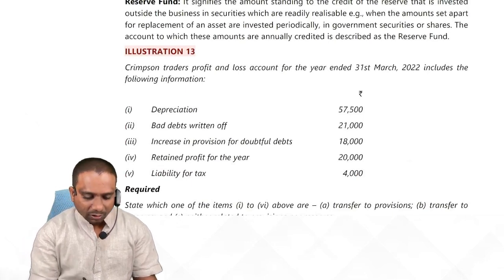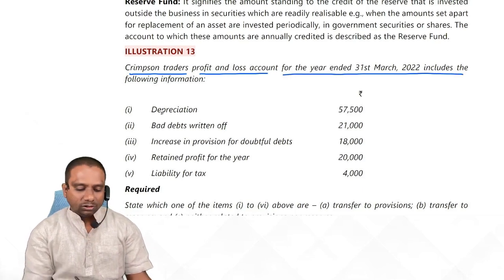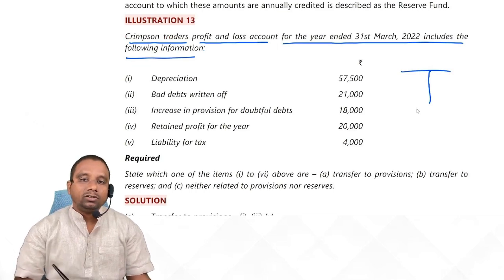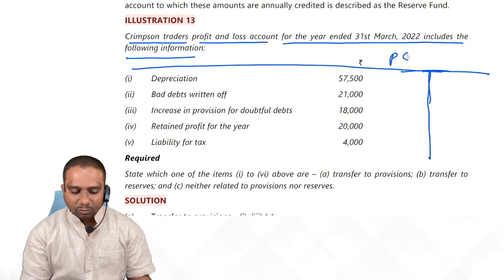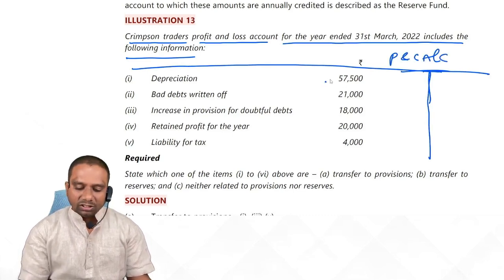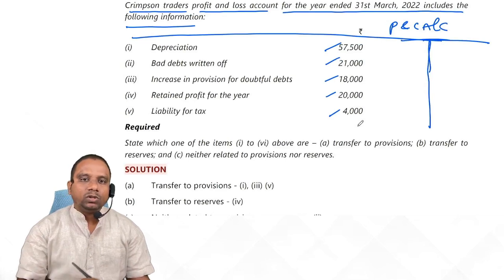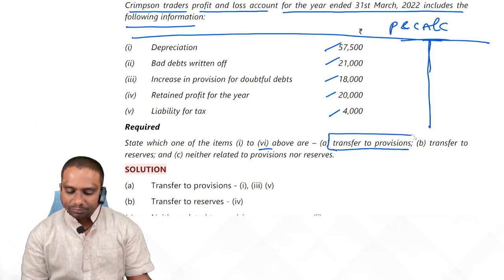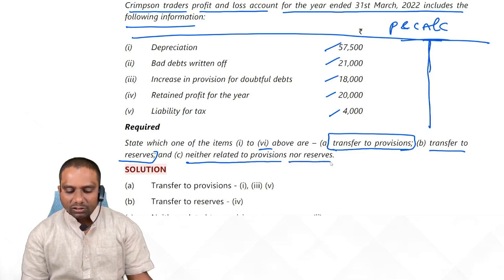So next question, illustration 13. Crimson Traders profit and loss account for the year ended 31st March 22 includes the following information. Okay, so already we have prepared the profit and loss account. This profit and loss account contains this information. Student, observe. First one, depreciation, bad debts written off, increase in provision, retained profit for the year, liability for tax. Okay, state which one of the items 1 to 6 above is transfer to provision, transfer to reserve, and neither related to provision nor reserves.